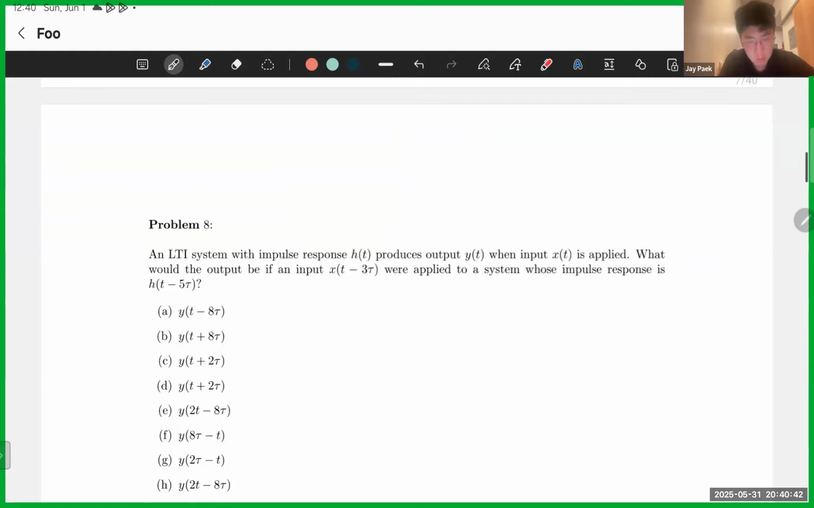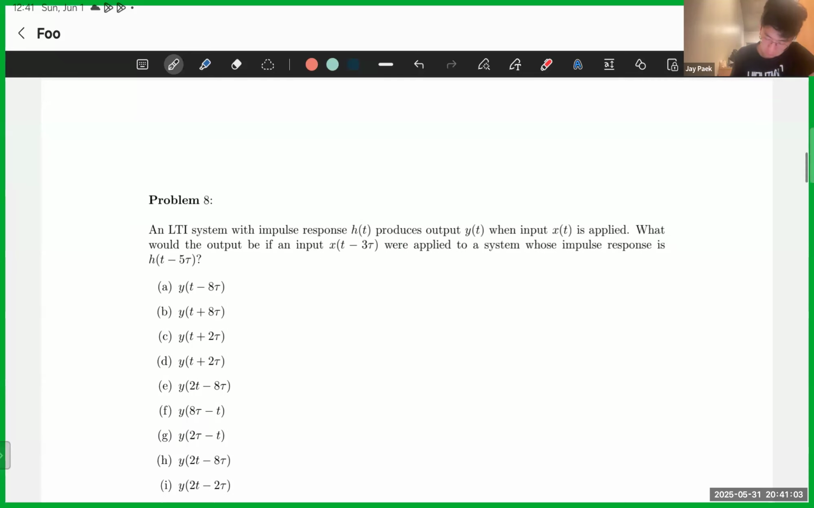Next question. An LTI system with impulse response h of t produces an output y of t when the input x of t is applied. What would be the output if a delayed input were applied to a system whose impulse response is delayed as well? This is the time shifting property of convolutions.